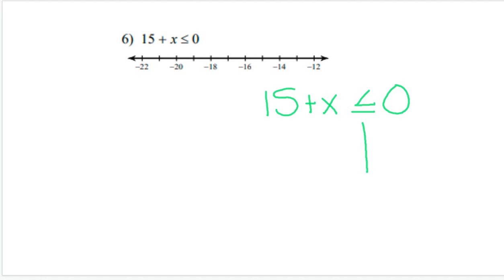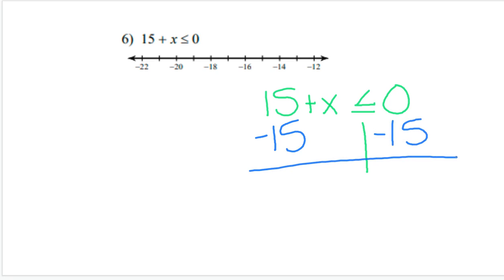So here, 15 is being added. So we're going to look at the inverse. The inverse operation would be to subtract. So I'm going to go ahead and subtract 15 from both sides. So here it would give me 0. So I'd go ahead and cross that out and bring down just my x, bring down my inequality sign, and 0 minus 15 would give me negative 15.